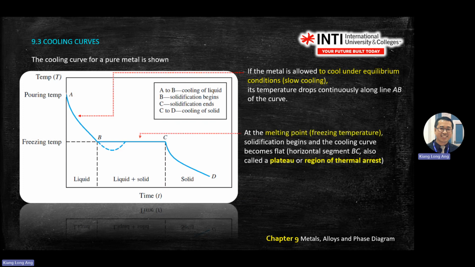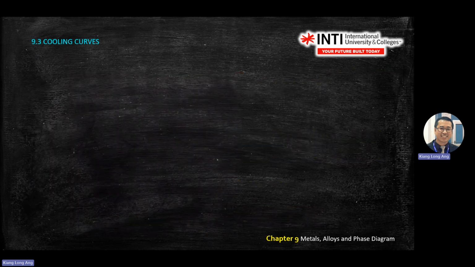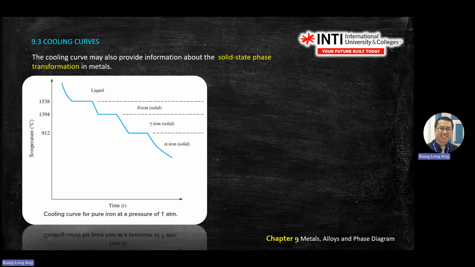This one is self-explanatory, you can go and read it, because you won't see this one in your test. Another one is the solid state transformation, temperature versus time also. The first one is liquid. This one you need to memorize a little bit. You start from liquid and cool down. The first one you get is delta, you cool down, you get gamma, you cool down, you get alpha.